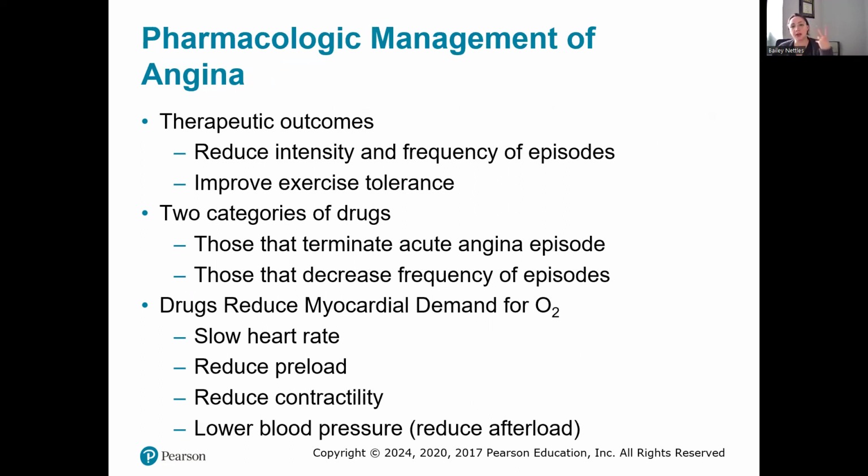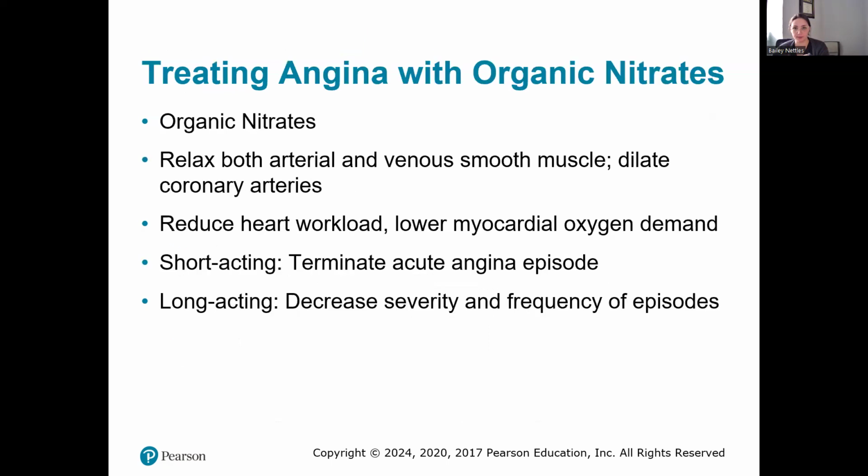All right, so therapeutic outcomes. We want to reduce the intensity and frequency and improve exercise tolerance. So either we're going to terminate the episode or decrease the frequency. We're going to slow the heart rate, reduce preload, reduce contractility, and lower blood pressure, because that will increase the amount of oxygen available and decrease the demand for your heart.